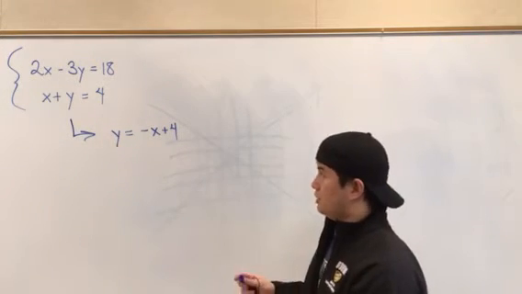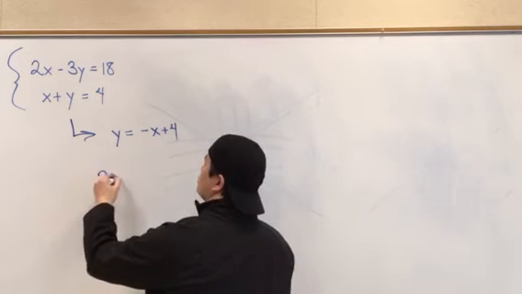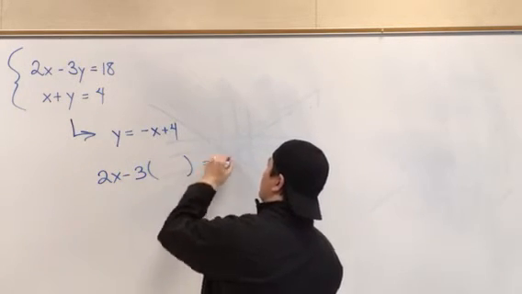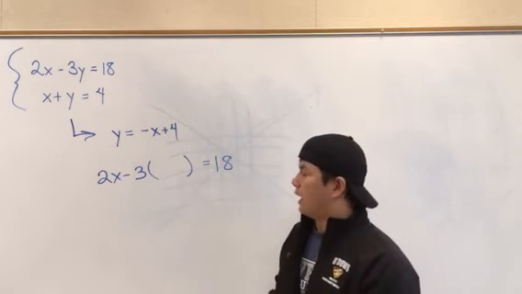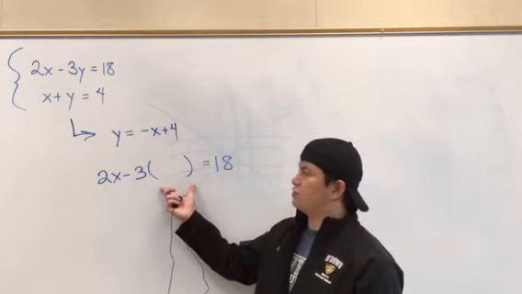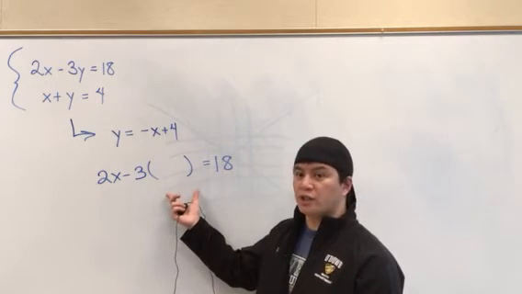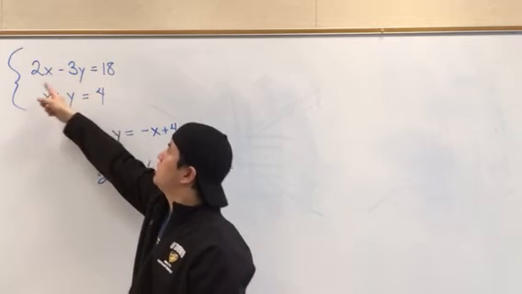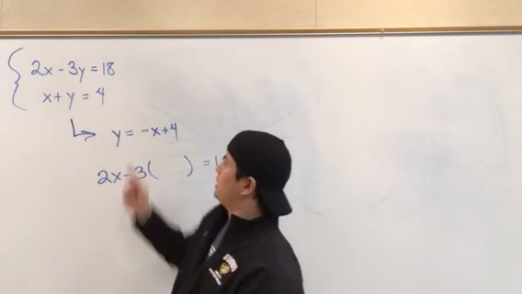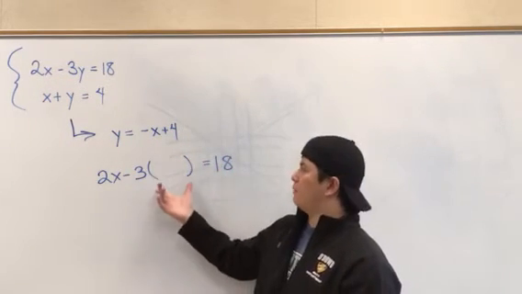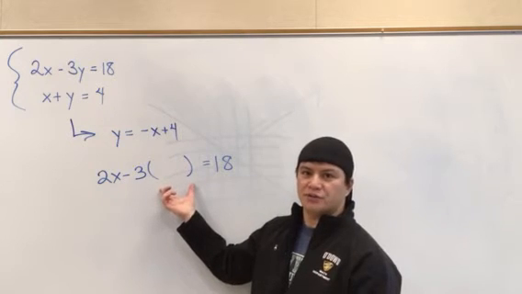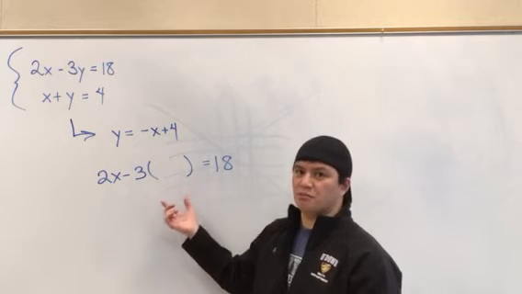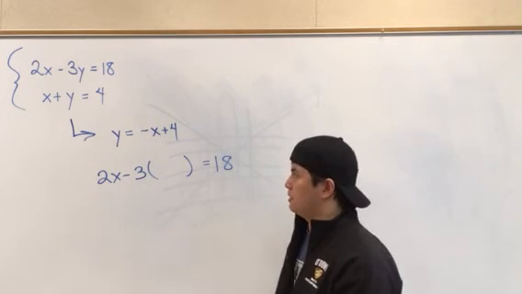So let's do that. I've got 2x minus 3 times y equals 18. And you'll notice that I put parentheses where y originally went. Here's y in my original equation: 2x minus 3y equals 18. It's the same thing, but I put parentheses where the y is. Why do you think I do that? It's because I'm going to substitute. Hence the name of the method, substitution.